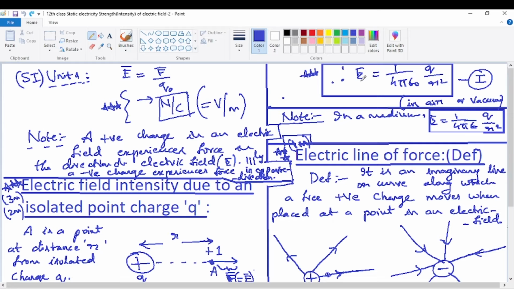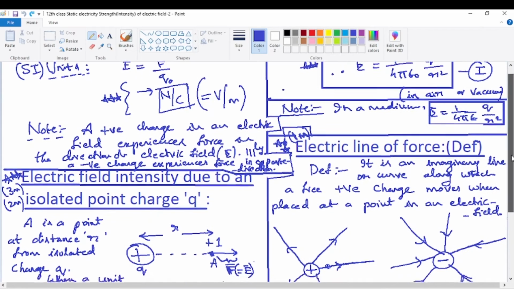That means the electric field vector, also called the electric field intensity or the electric field strength, is less at more distance. But at less distance from the charge q, when distance r is small, the electric field strength E will be more. So this is a very simple relation.